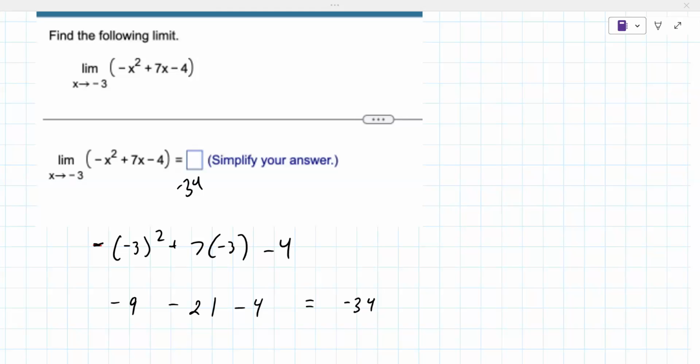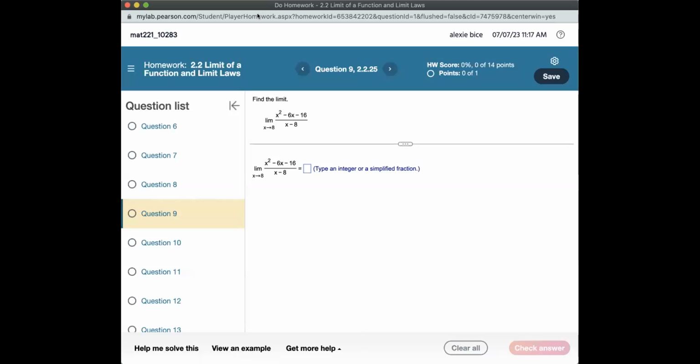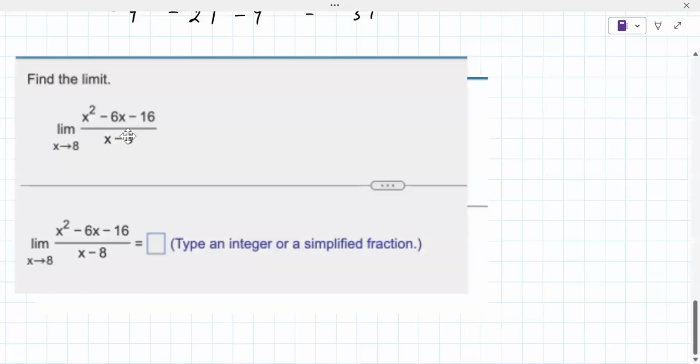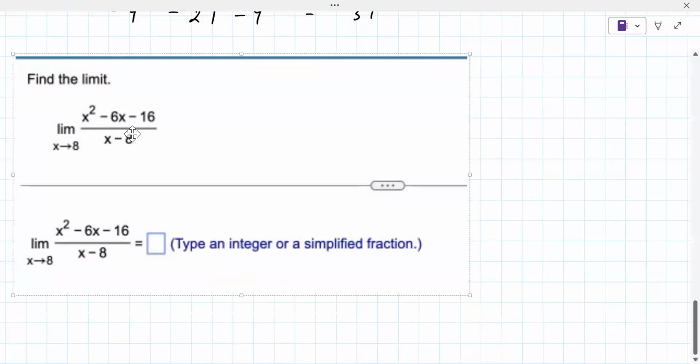How about we do one like this with a graph? Sure. Because I know if I input 8, it will be 0, and then it's not defined. That's right. So you always try the number first. And if it doesn't work, you have other options. Let me go ahead and share my screen here. If it doesn't work, sometimes you have to use algebra.